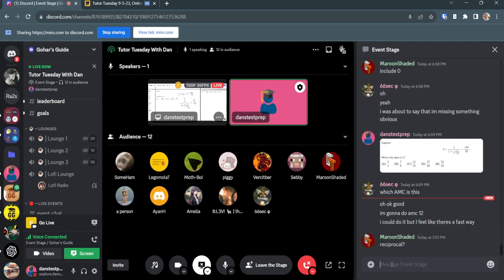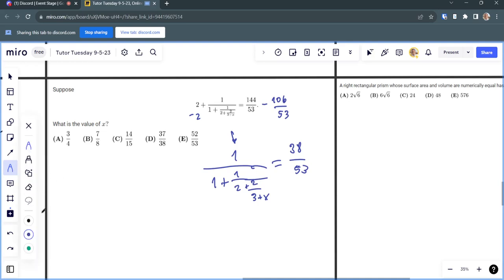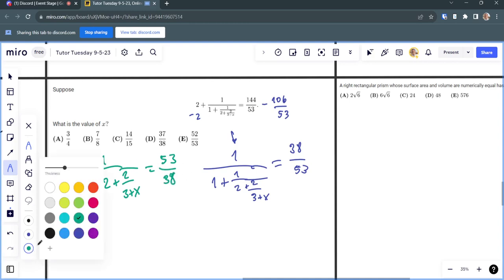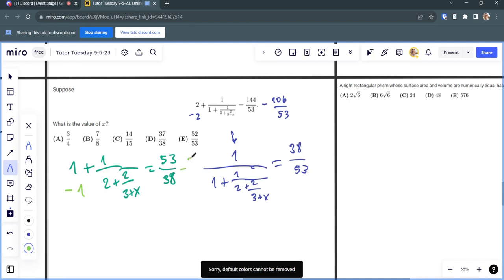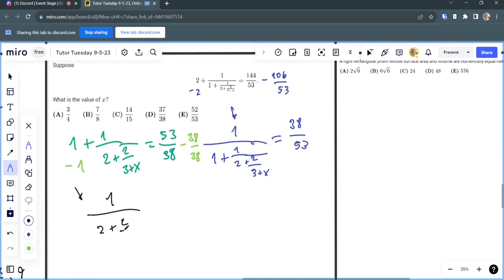Starts with an R. Yeah, reciprocal. So when we take the reciprocal, we get something like 1 plus 1 over 2 plus 2 over 3 plus x. And it's still really long, but we get 53 over 38 here. And again, subtract 1 on both sides. 53 minus 38 is going to be 15. So we get 1 over 2 plus 2 over 3 plus x equals 15 over 38.